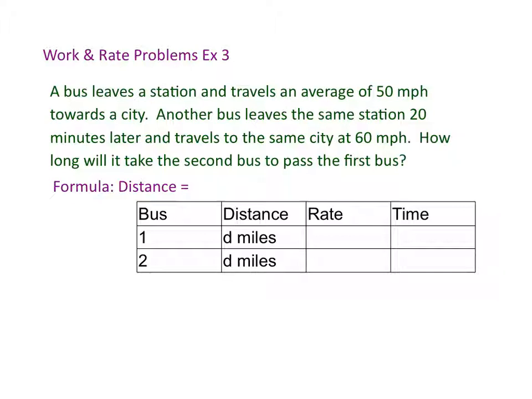Let's look at a third example. A bus leaves a station and travels an average of 50 miles per hour towards a city. Another bus leaves the same station 20 minutes later and travels to the same city at 60 miles per hour. How long will it take the second bus to pass the first bus? Well, first, let's remember the formula for distance. Distance equals rate times time.